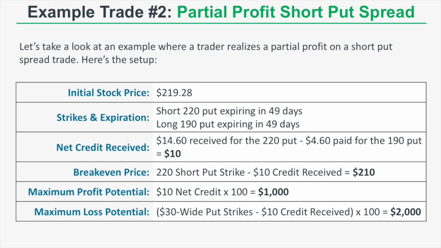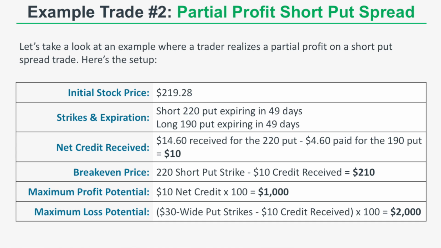Now we're going to collect $14.60 for the 220 put, and we're going to pay $4.60 for the 190 put. Now that gives us a net credit of $10. So our break-even price in this case is $220, that's the short put strike, minus $10, which is the credit we received, which brings our break-even price to $210. So since the initial stock price is $219.28, the stock price can actually fall by $9.28, and we can still not lose money on this trade.